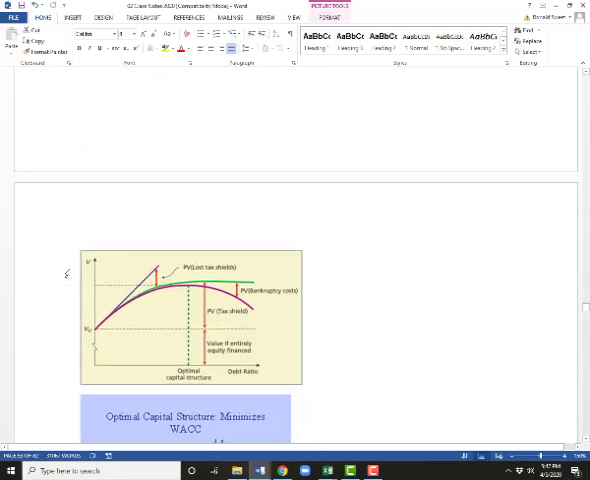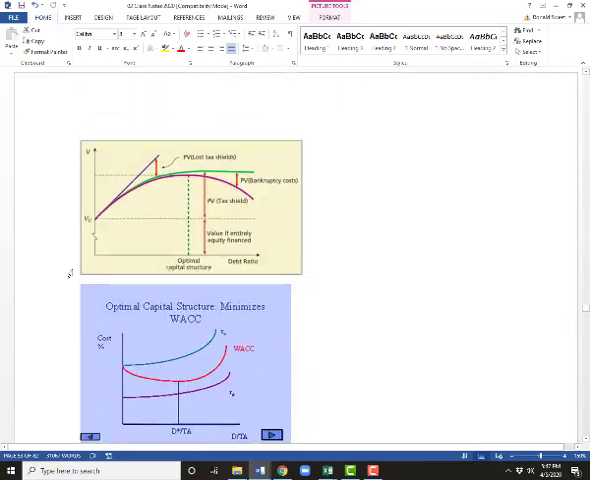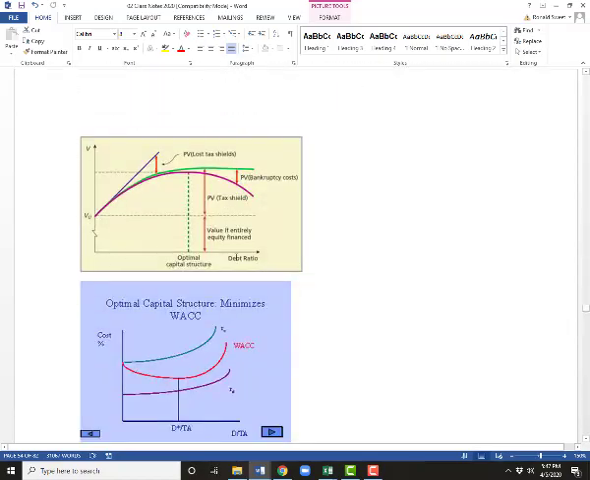Let's look at these other two. You can notice these other two charts are very, very similar. So again, the x-axis is how much debt they have. The VU is the value of the firm with no debt. So right here at zero debt, that's the value of the firm. As you increase debt, you get the value of the firm including debt. And you notice that the value of the firm goes up.